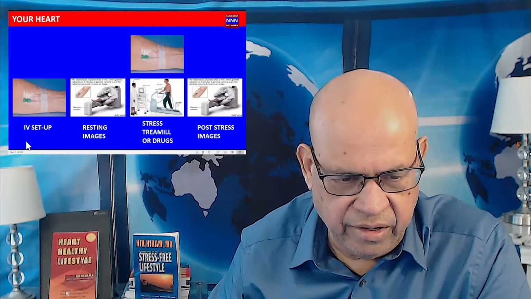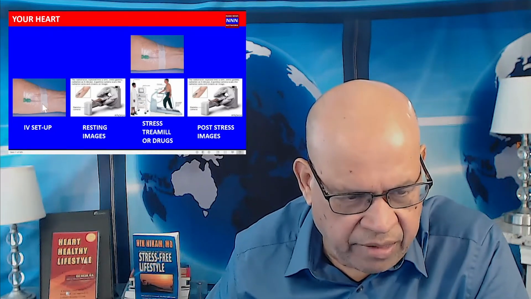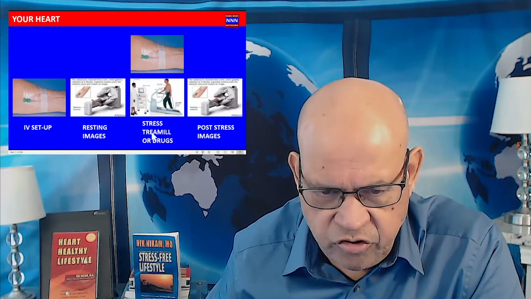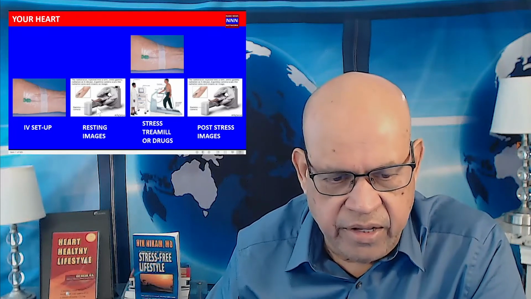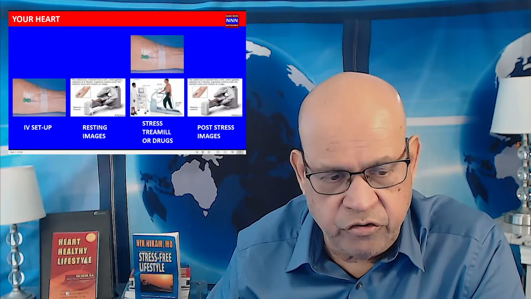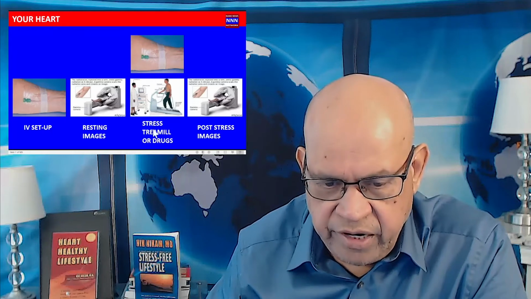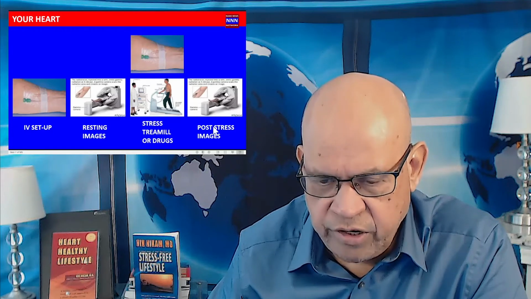And here's like a roadmap of what we exactly do. When you come in, we start an IV. We get resting images. After that, you exercise on the treadmill. At peak exercise, we inject the isotope here, and you get the isotope, the resting dose, before we take the resting images. So the isotope is injected, you take rest for 5 minutes, then we take the second set of images following the exercise part.